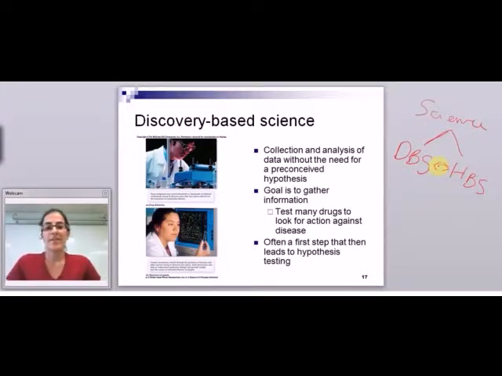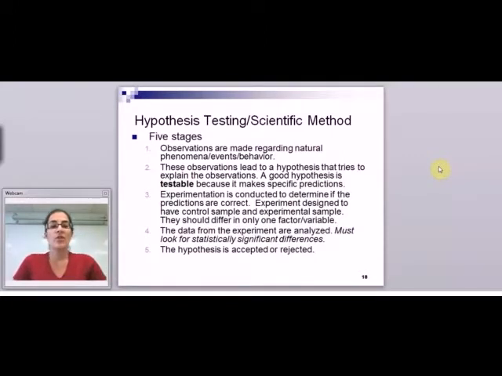So discovery-based science is also sometimes thought of as observational science. And if you think about that word, it's going to connect to hypothesis testing. So in many cases, discovery-based science will feed into hypothesis-based science, or the scientific method. Over the course of the semester, we're going to do a lot of hypothesis testing, or hypothesis-based science, also in the old days, especially known as the scientific method.